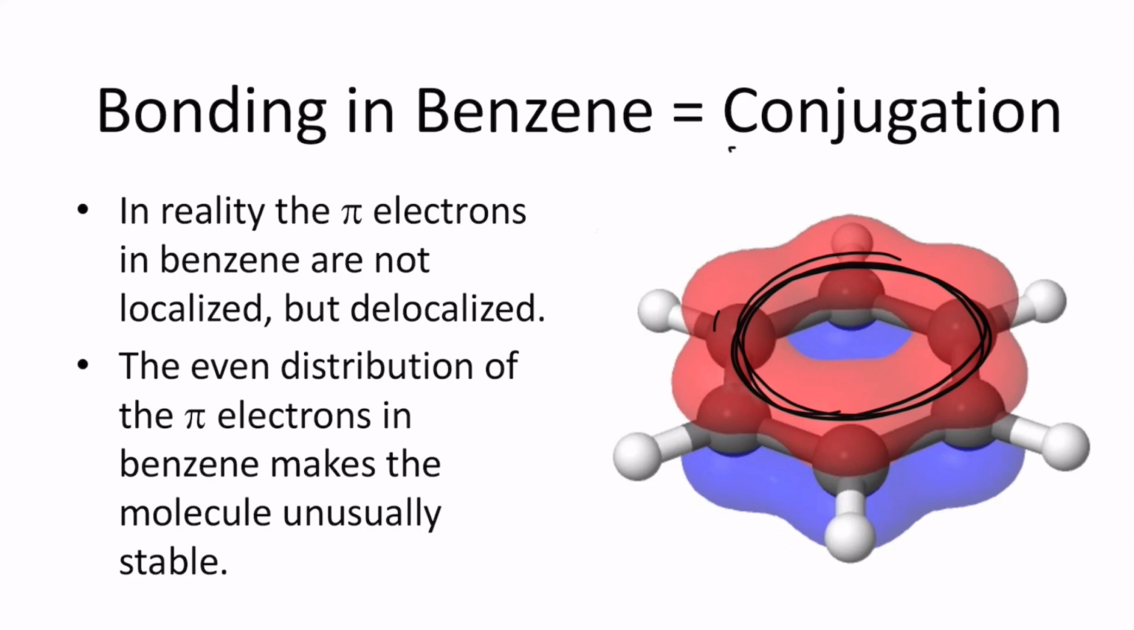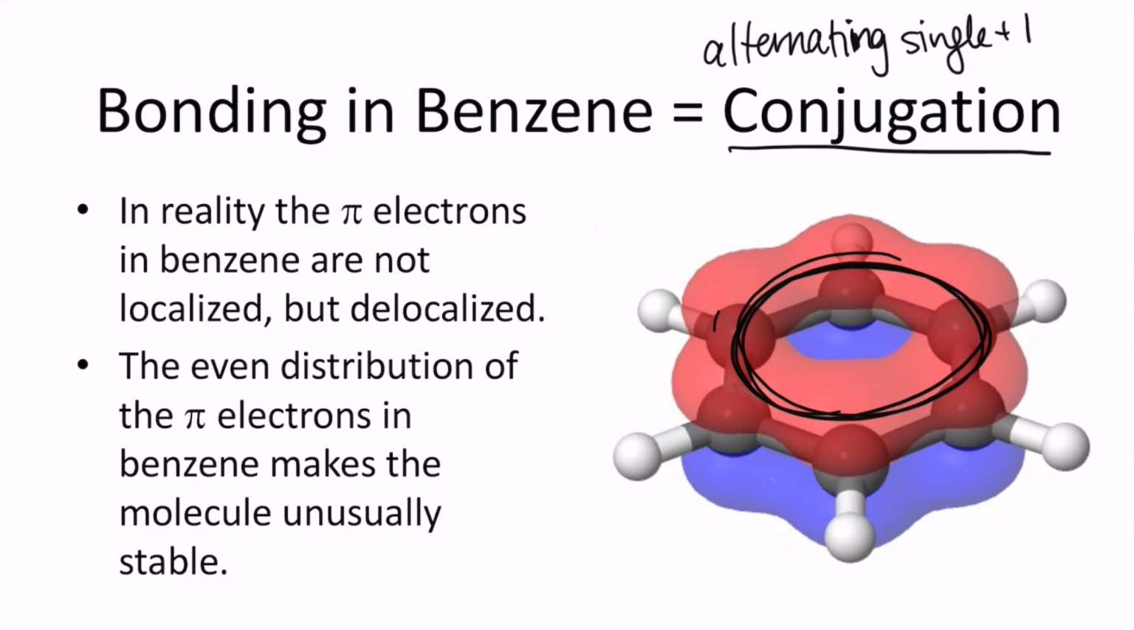So conjugation is like another word for alternating single and double bonds. And it's the same phenomenon that results in aromaticity.